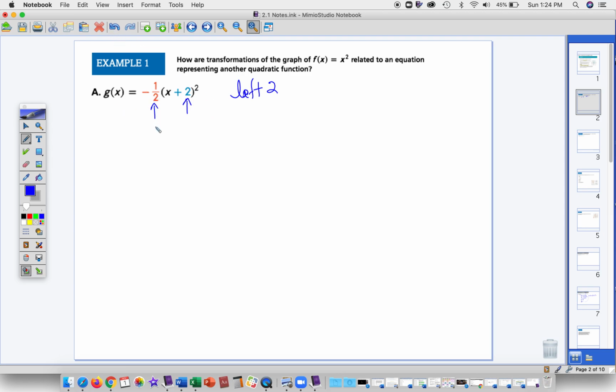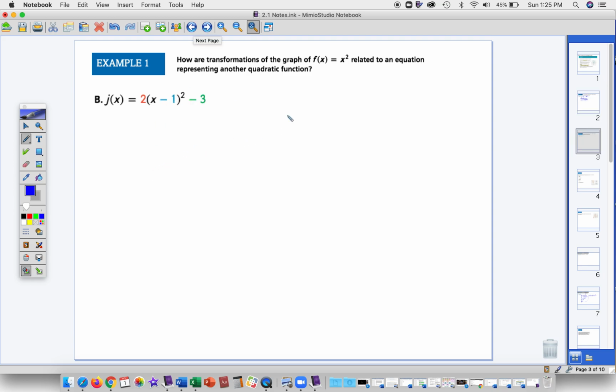That negative 1/2, okay, there's two things happening here. The negative makes it reflect over the x-axis, and the 1/2, that's our vertical compression. Which means the graph, the y values are going to drop from where they would normally be. We're taking half of all those y values and we're reflecting them over the axis.